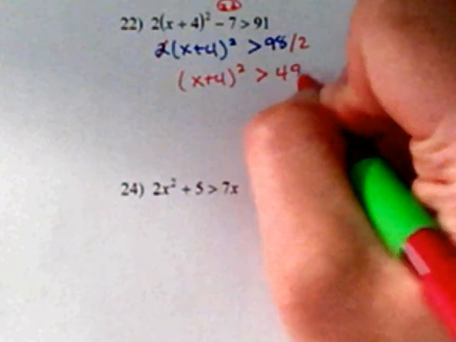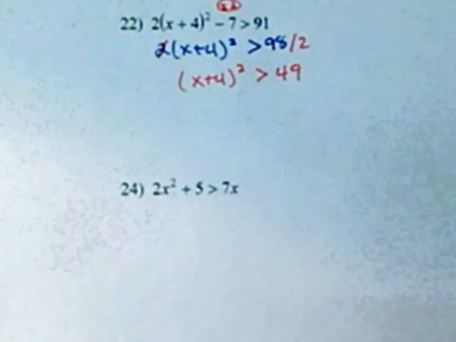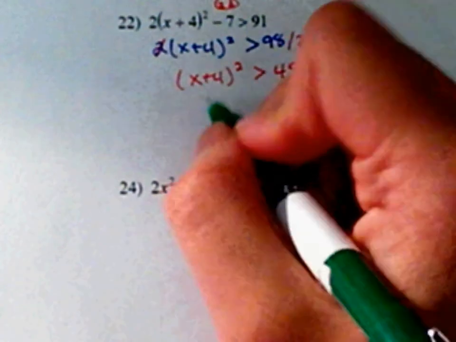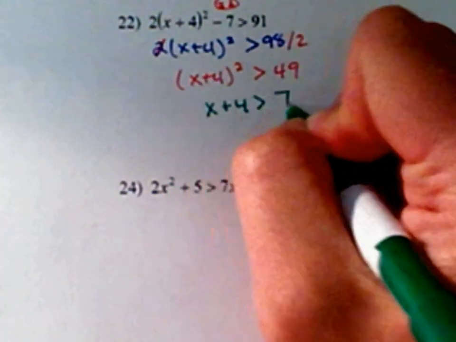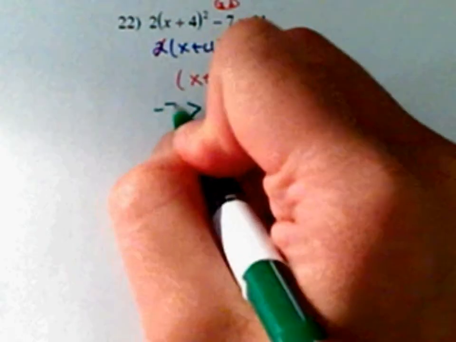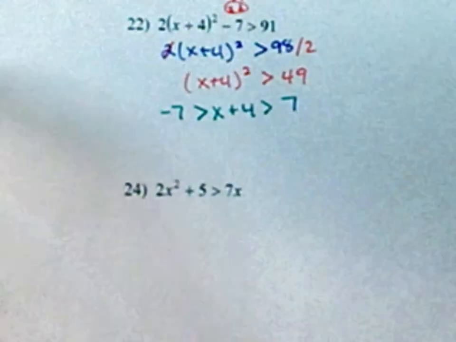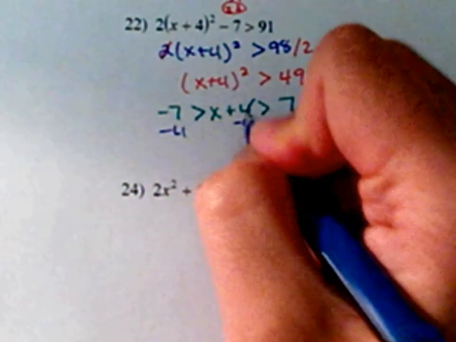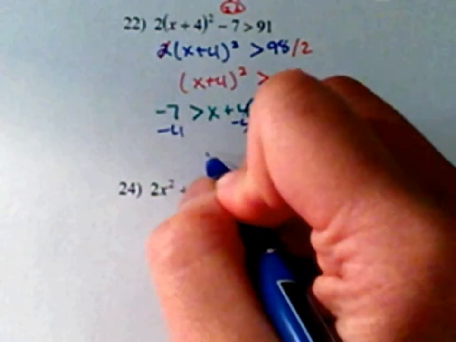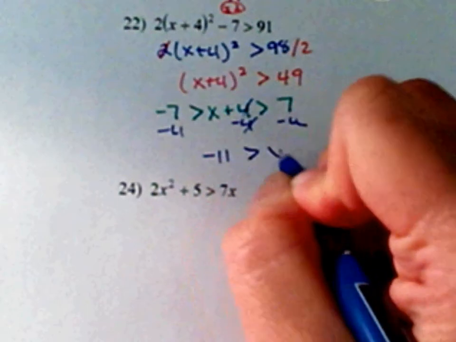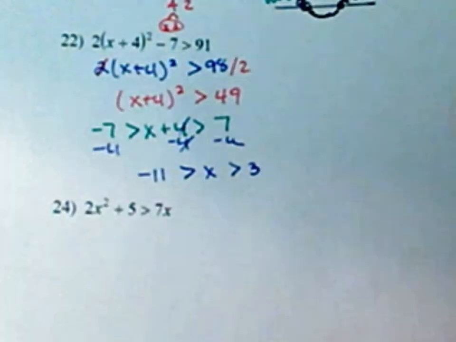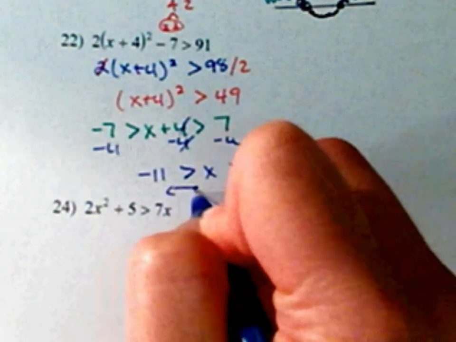Alrighty. Let's go ahead and take a square root. The square root of 49 is 7 and negative 7. So x plus 4 is greater than 7, and then here's negative 7. Okay. Minus 4, minus 4, minus 4. Alright. So now you got negative 11 is greater than x is greater than 3. True statement? Nope. Since it's not true, it's going to go in the opposite direction, just like that.